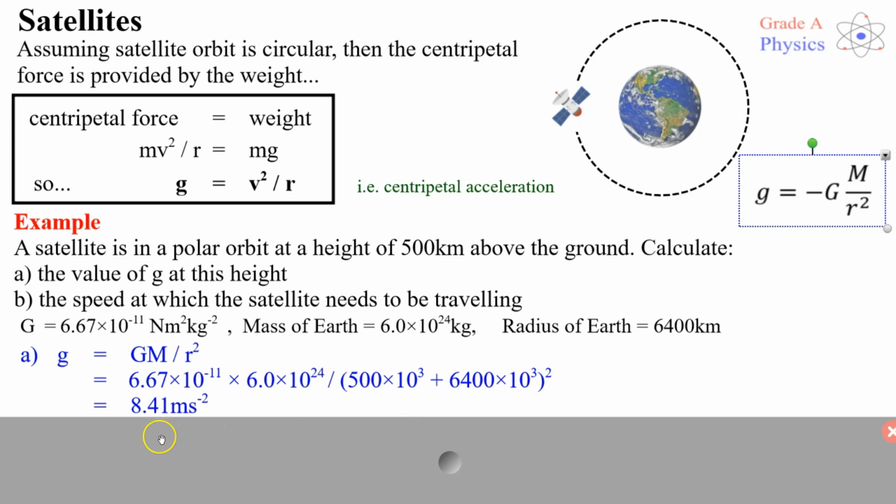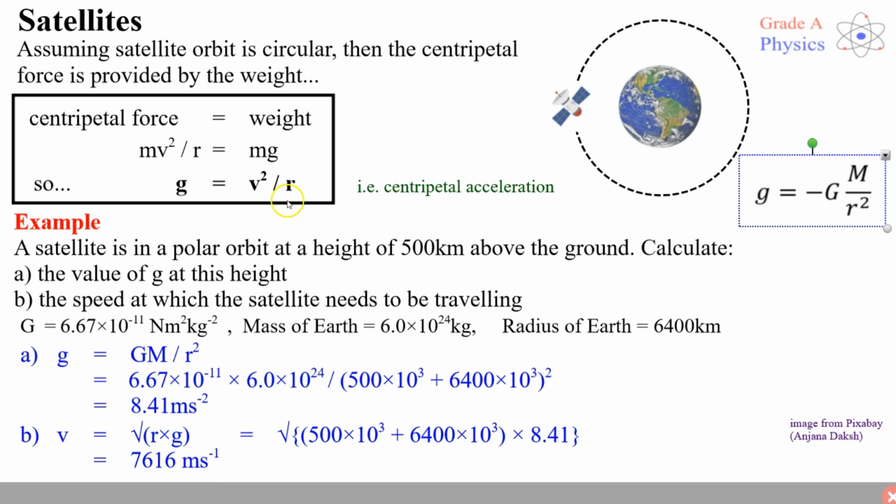So we should expect a value slightly lower than 9.81. Even at 500 kilometers, and obviously this is a very misleading diagram here, that's still a relatively low orbit. So g is just slightly less than it would be at the surface of the Earth. So we can find 8.41.